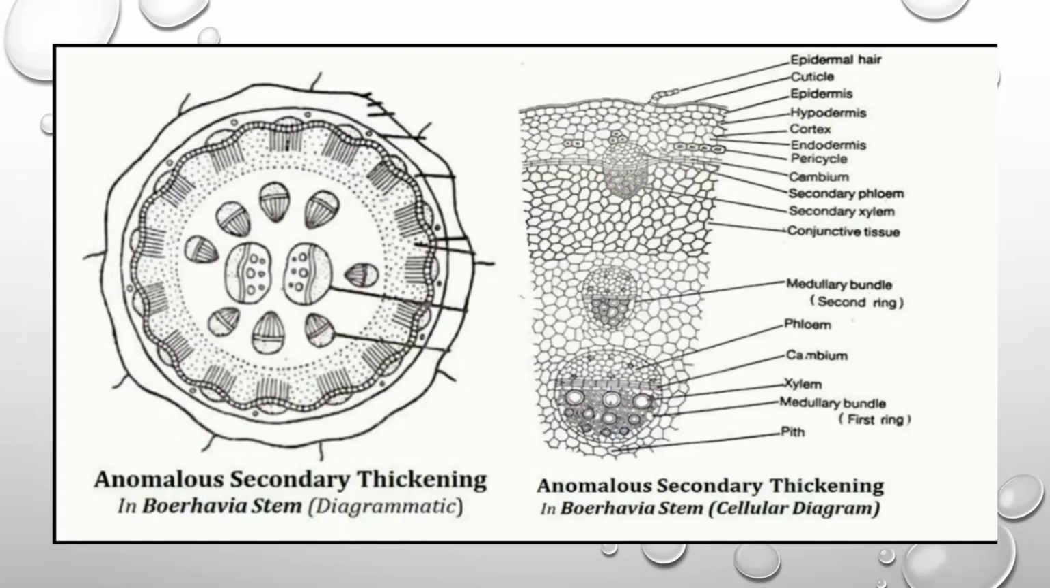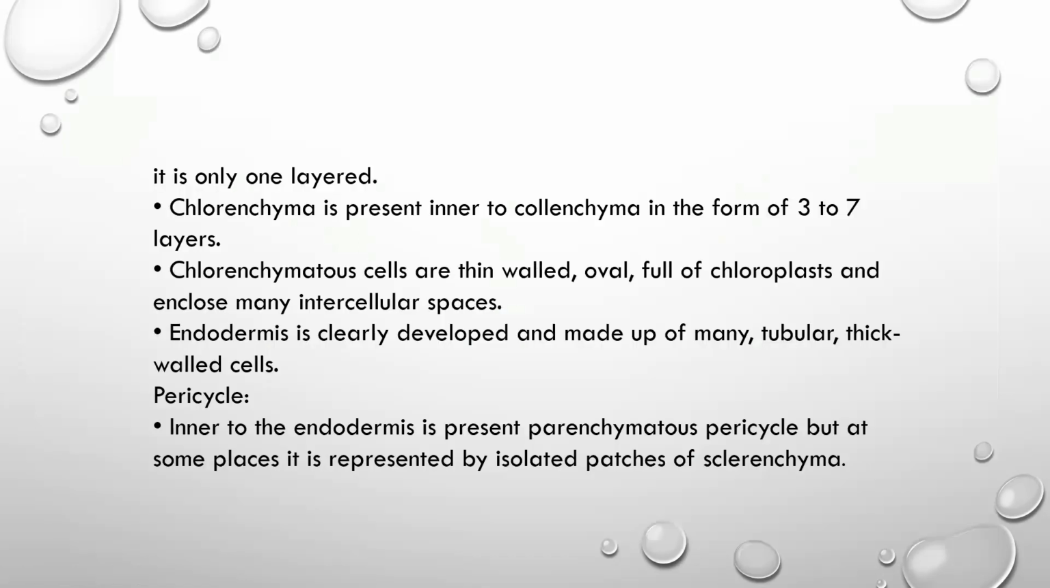In Boerhavia, 3 rings of vascular bundles are present: outer ring, middle ring, and inner ring. The outer ring contains many vascular bundles, 14 to 21. Here 6 to 10, 12 vascular bundles are present in the middle ring, and centrally, in the medullary region, 2 large medullary vascular bundles are seen. So the vascular bundles are present in 3 rows.